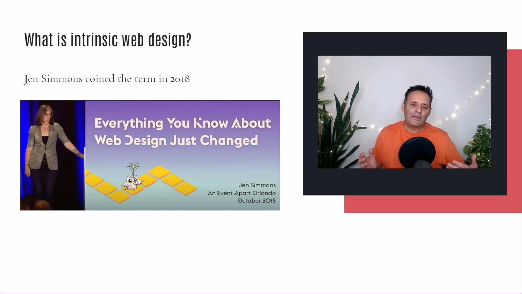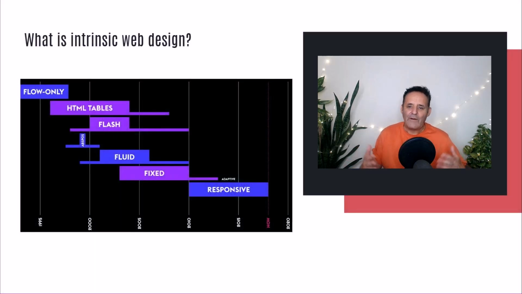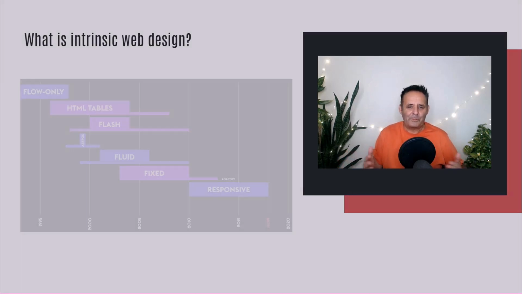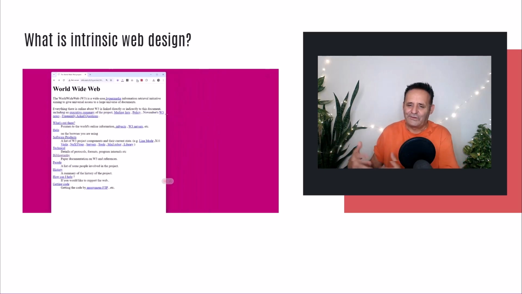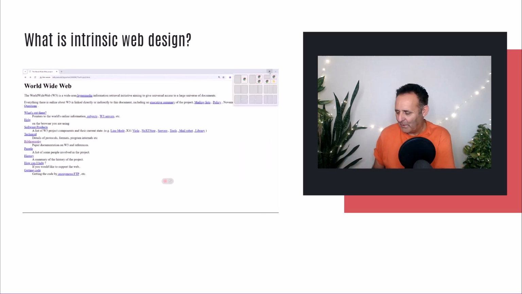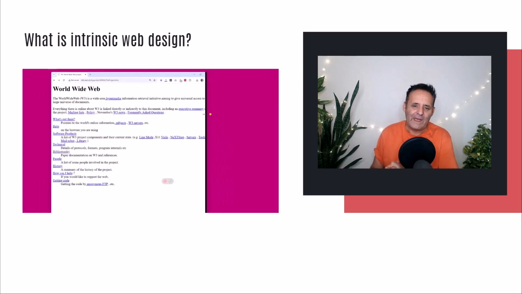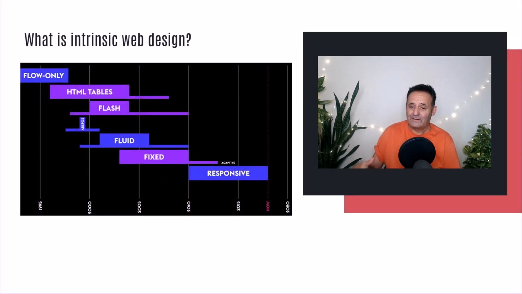So if we look at Jen's timeline, we start to see that we have flow only in the first place, which is perfectly responsive and accessible. We can see this on the first ever website, which is still there. It works, but of course it's not going to sell many burgers. So we begin to mess with it and we get HTML tables, which destroys accessibility. Reading through all those tables is no good for a screen reader.